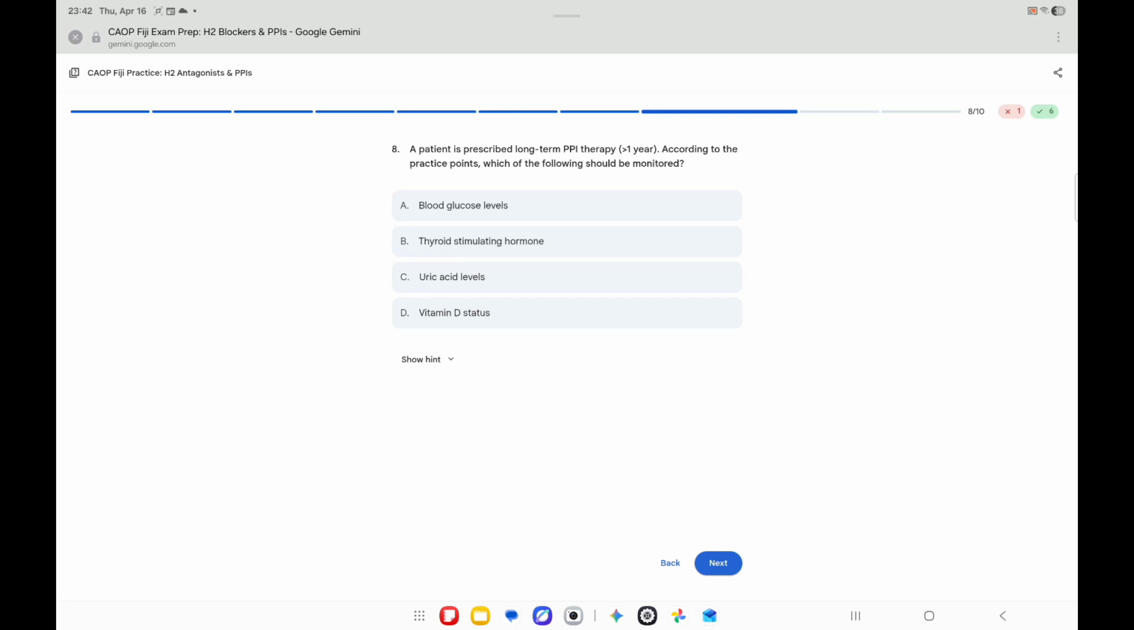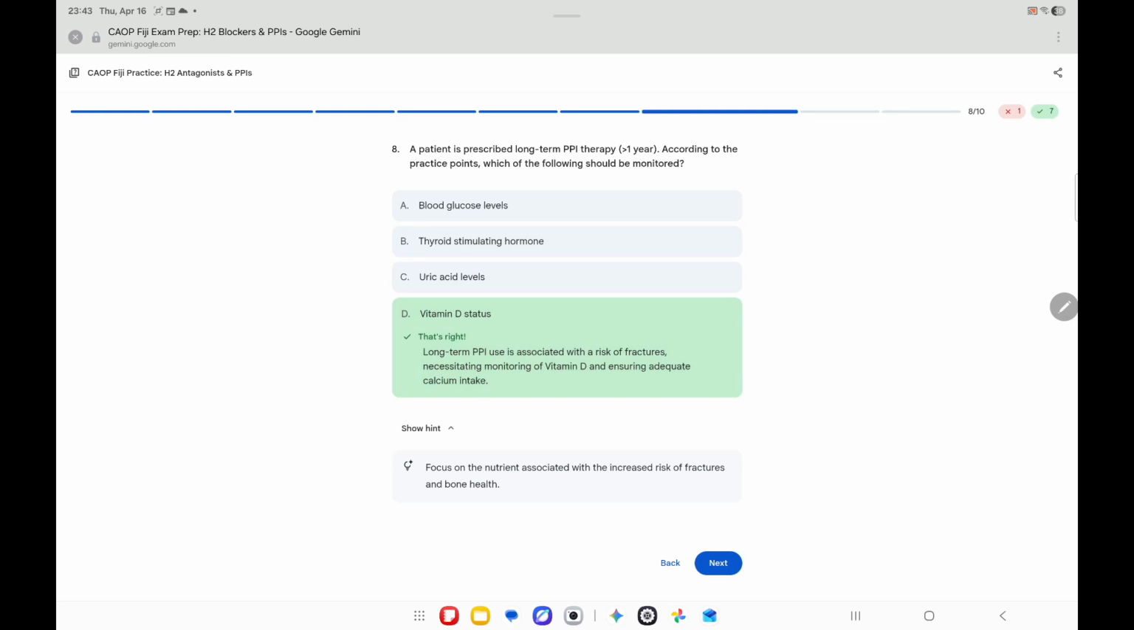So option A, blood glucose levels, it makes no sense at all. Option B, thyroid stimulating hormone. Option C, uric acid levels. And option D, vitamin D status. So vitamin D status is somehow indirectly related to calcium levels. Let's see the hint: focus on the nutrient associated with increased risk of fractures and bone health. So vitamin D is the only option.